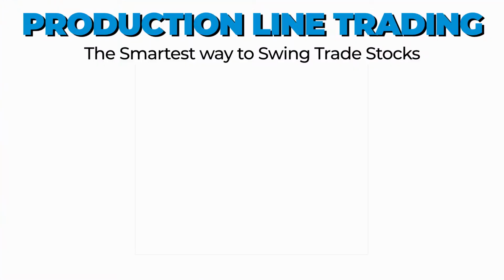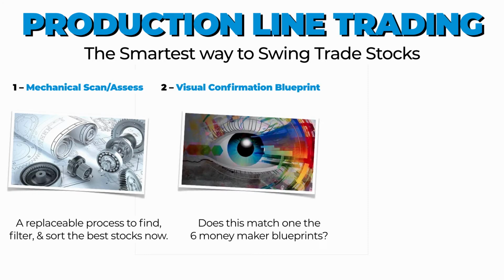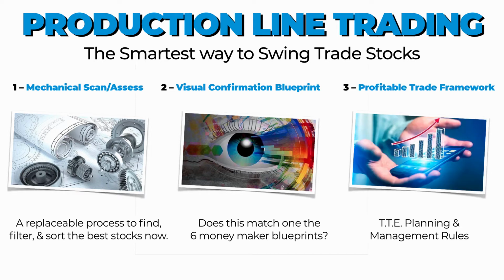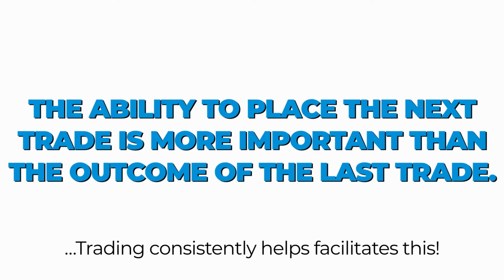The process comes in 3 parts: the mechanical scan, which we've looked at previously, the visual confirmation blueprints, and the profitable trade framework, the money management element. And I refer to what I do as a production line because it means that it's a repeatable process. Because for me, the ability to place the next trade is more important than the outcome of the last trade, and trading consistently helps facilitate this.